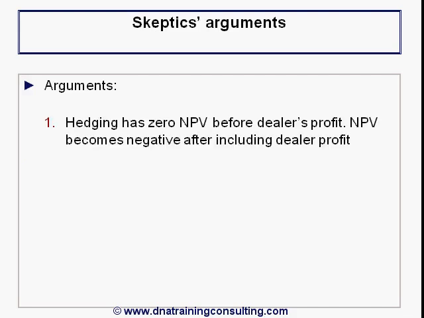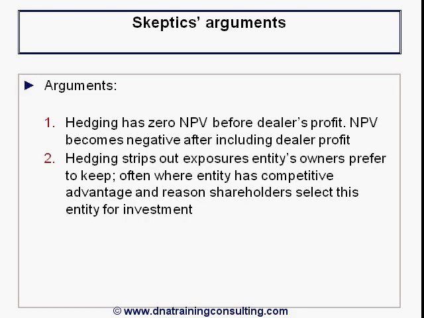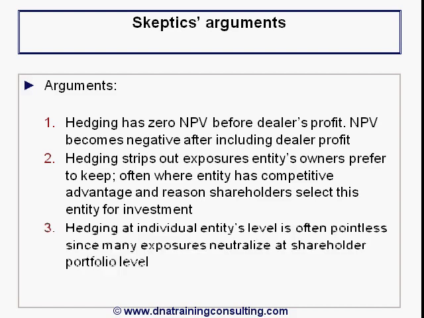Argument 1. Hedging has a zero NPV before the dealer's profit margin. When this margin is taken into account, the NPV to the user becomes negative. 2. Hedging strips out exposures the entity's owners would prefer to keep, since these are often exposures the entity has a competitive advantage managing, and are often the reason the shareholders have selected this entity for investment. 3. Hedging at the individual entity's level is often pointless, since many exposures neutralize one another at the shareholder portfolio level.